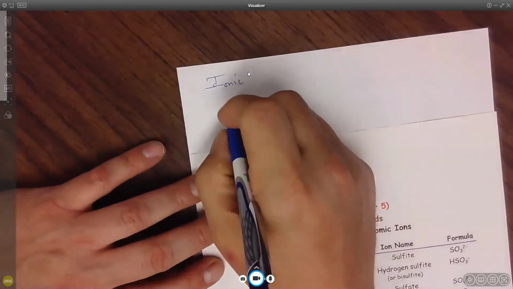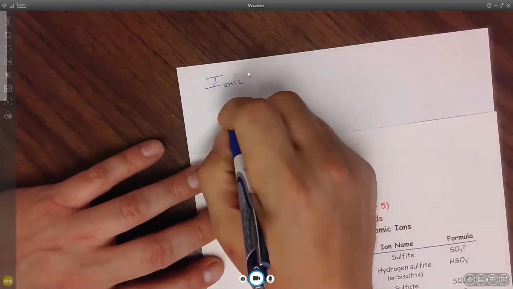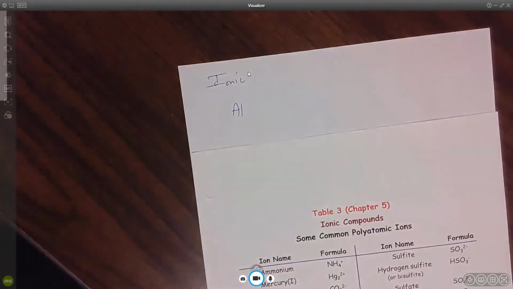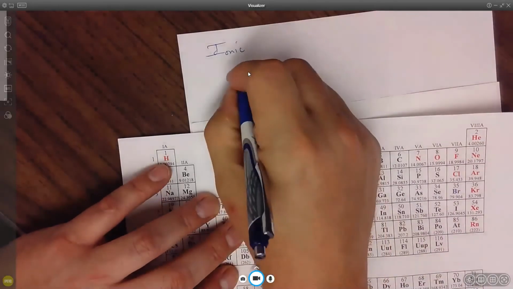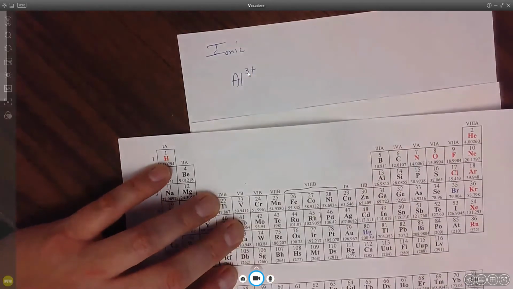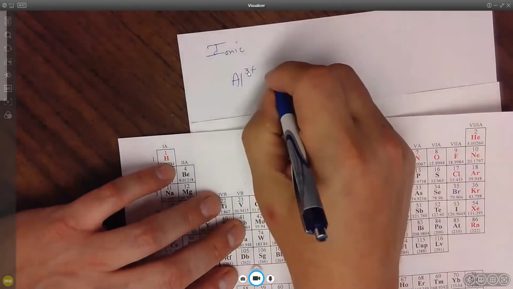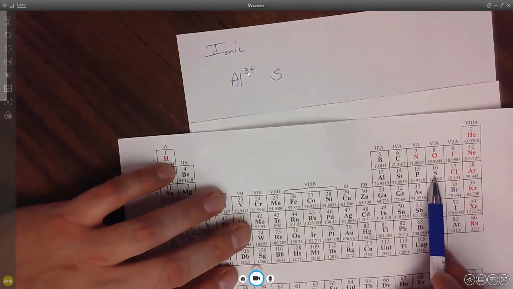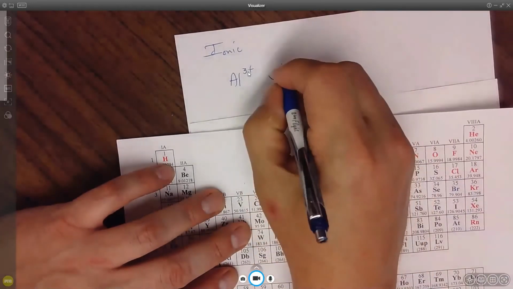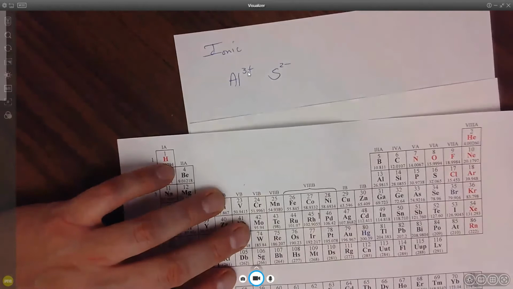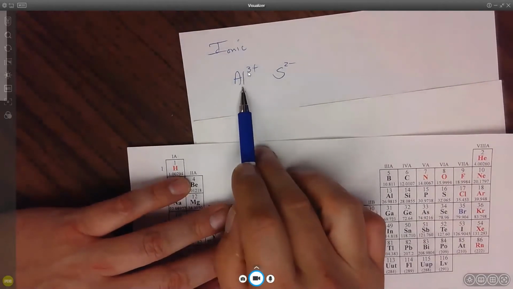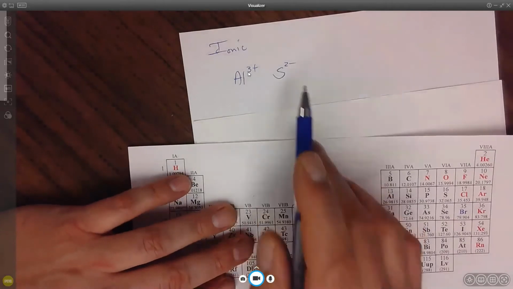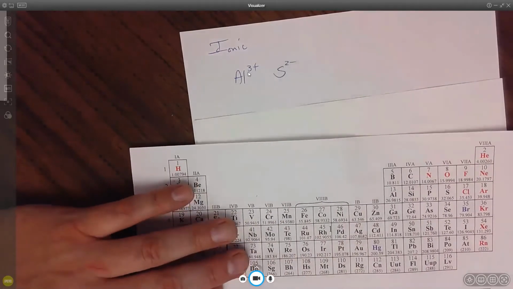So for example, let's say I have aluminum, which again, we can see is in main group 3, so it's going to have a charge of 3+. And if it forms a compound with, let's say, sulfur, and I can see sulfur's in group 6, so it's going to be 2-. We need a neutral compound, so I need a number of these ions and a number of these ions, so that when we add all the charges together, they're 0.